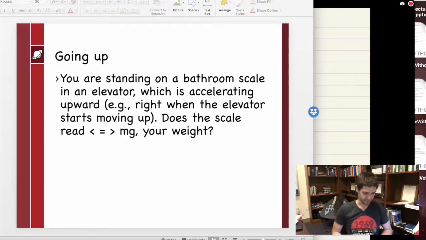Well, here's a question we'll use to start with. You're standing on a bathroom scale in an elevator, for whatever reason, which is accelerating upward, e.g. maybe right after the elevator starts moving up, that jolt you feel when it starts to move up. Does the scale read less than, equal to, or greater than mg, your weight?